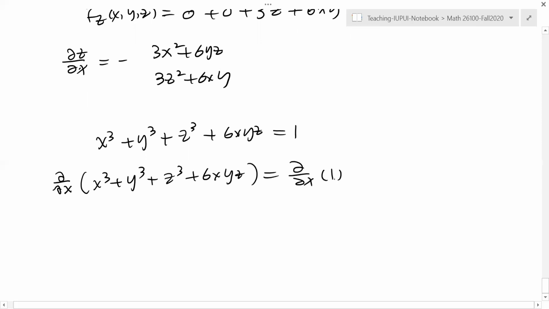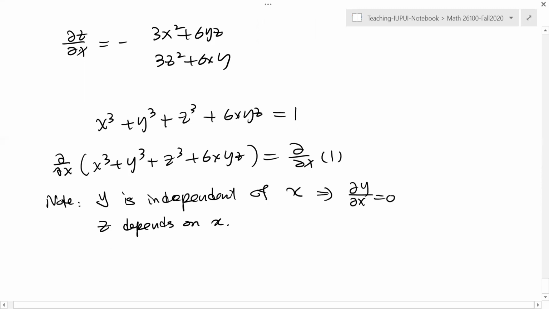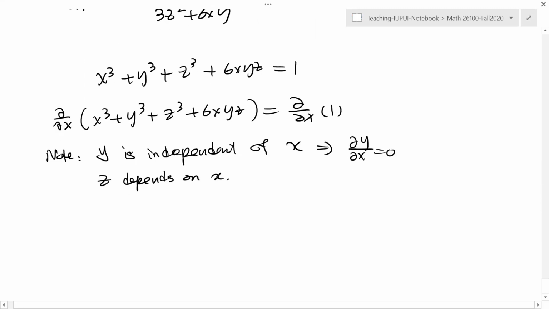Remember two things. Here's a note: y is independent of x, so that means the partial derivative of y with respect to x should be 0. And z depends on x. These are the two things you have to keep in mind. Now you differentiate both sides.